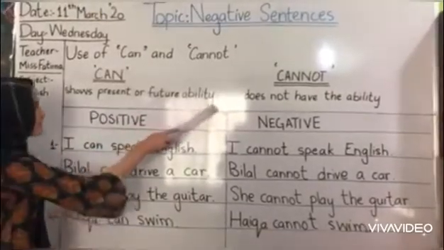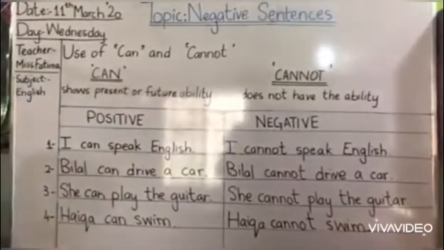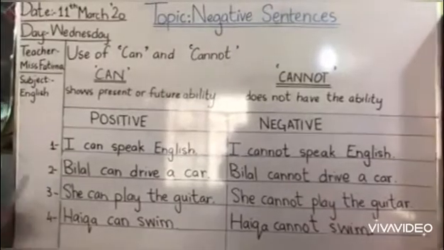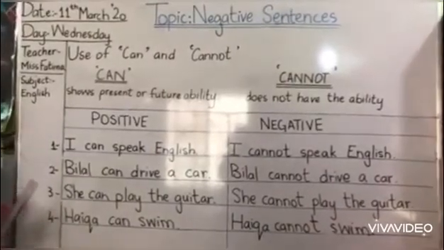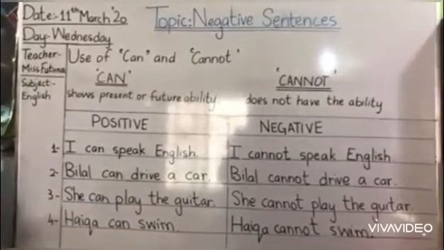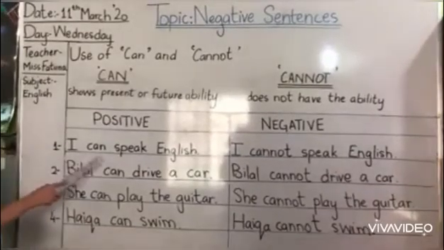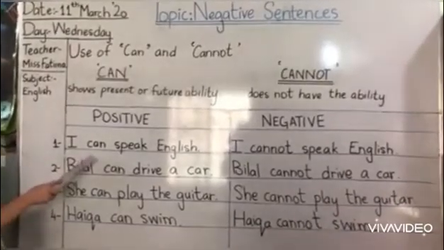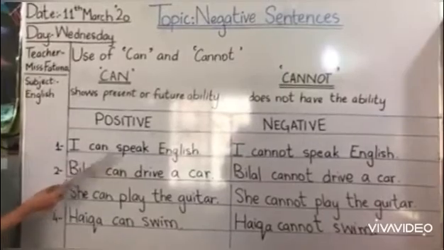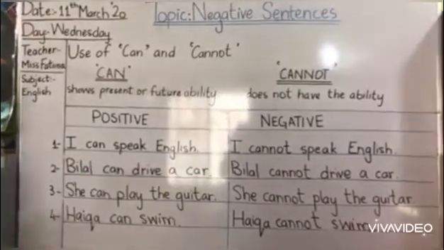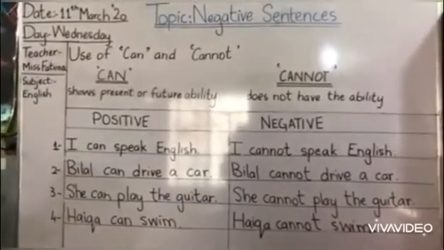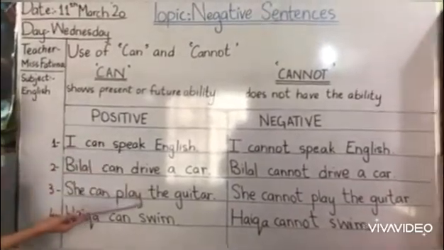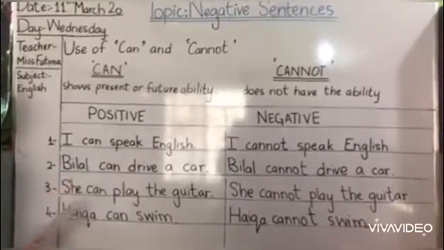As you can see, ability, I am emphasizing on the word ability, so it shows that the person is able to do something or the person has the ability to do something. Let's take the example. I can speak English. Now here, as you can see, the word can is showing my ability to speak English. That means I have the ability to speak English, or I can speak English.